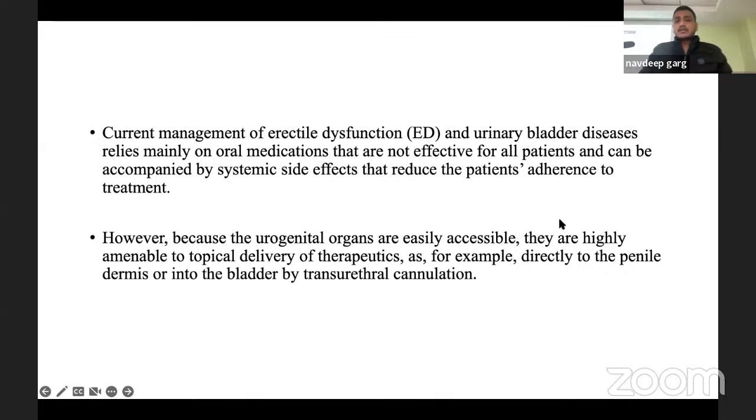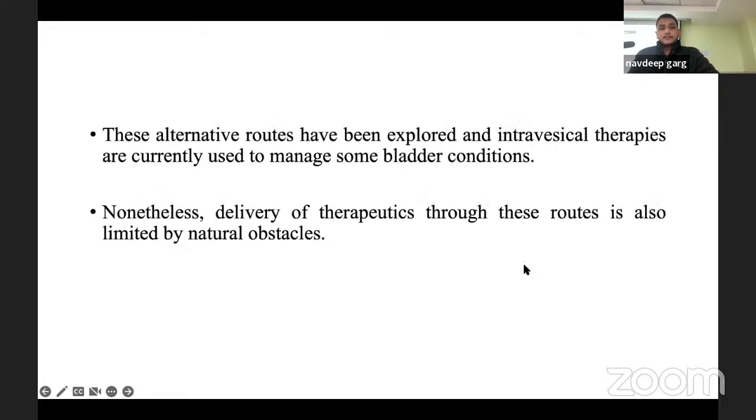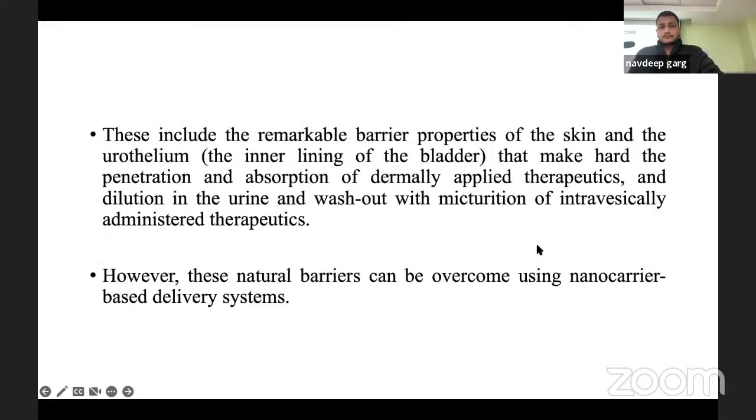However, because these urogenital organs are easily accessible, they are highly amenable to topical delivery of therapeutics, like directly to the penile dermis or into the bladder by transurethral cannulation. These alternative routes have been explored, and intravesical therapies are used to manage some bladder conditions. However, delivery of therapeutics through these routes is also limited by natural obstacles, which include the remarkable barrier properties of the skin and the urothelium that make penetration and absorption of dermally applied therapeutics hard, and dilution in the urine and washout with micturition of intravesically administered therapeutics. These natural barriers can be overcome using nanocarrier-based delivery systems.